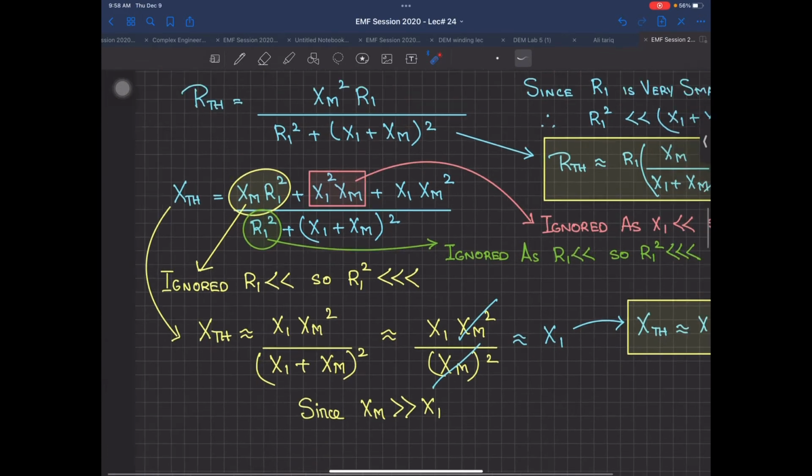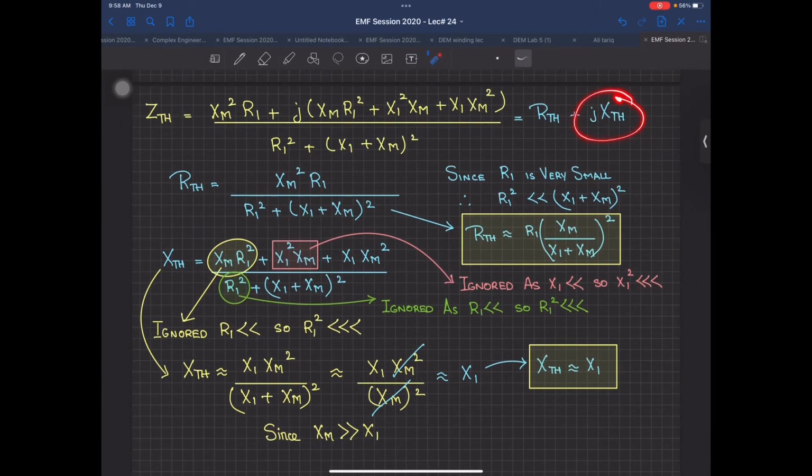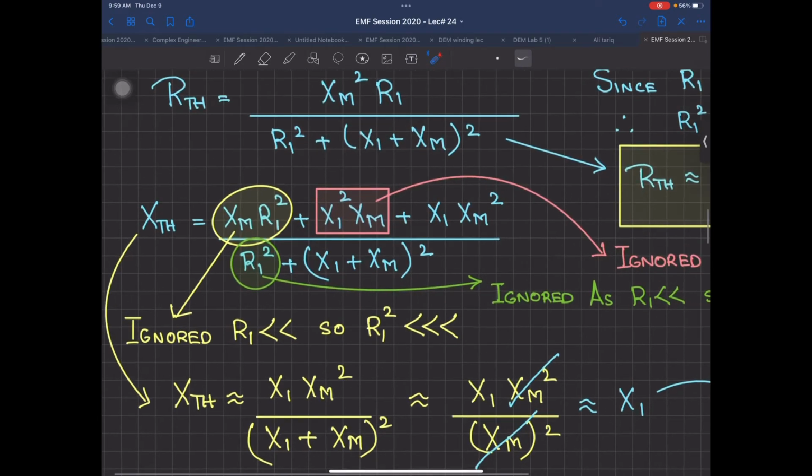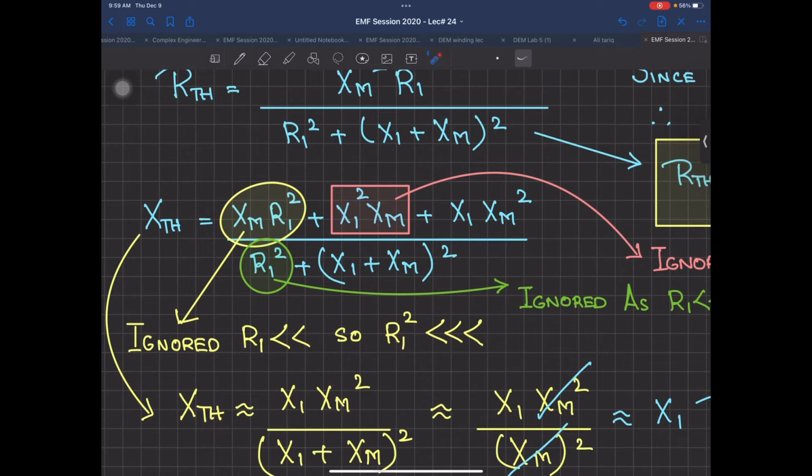Second, approximations on the x Thevenin. I have this x Thevenin, and certainly the complex part is equal to this form. So I have x Thevenin over here in this form. Now here three approximations are there. Now you should see very closely over there what is x Thevenin. In the denominator I have the same term, r1 square plus x1 plus xm. Again r1 square gone, it's a very small quantity. Here xm multiplied by r1 square. R1 is very small, r1 square is still a very small quantity. So this approximation also gone.